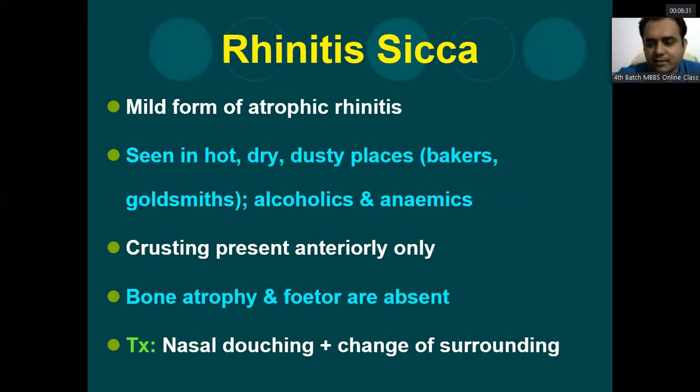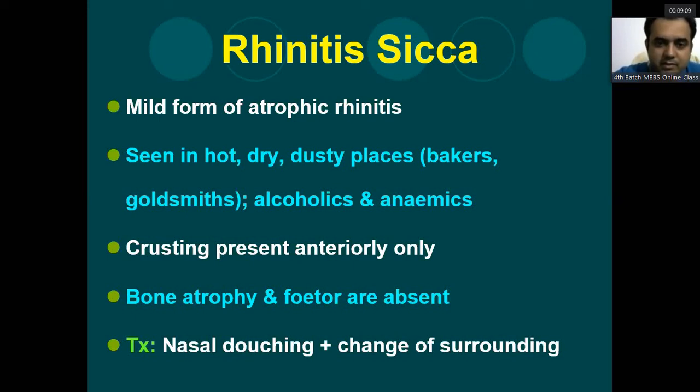Okay, Rhinitis Sicca. Now we have the last 2 topics. They are very small topics, and they're not very important, but this is mentioned because this is a differential diagnosis, right? So it is a milder form of atrophic rhinitis. It is seen in hot, dry, dusty places, usually with bakers, goldsmiths, alcoholics, and anemics. Crusting is present anterior only. There is no bone atrophy and no fetor, right?